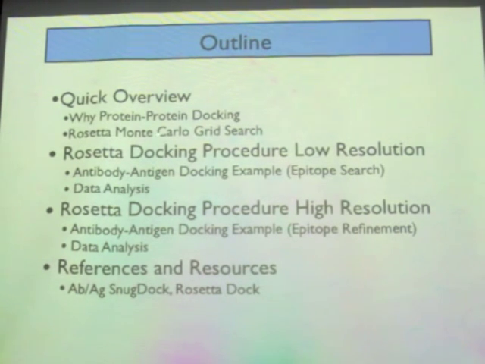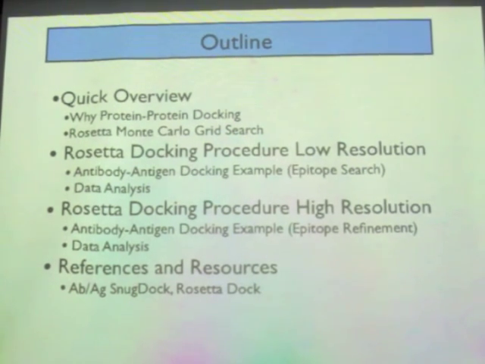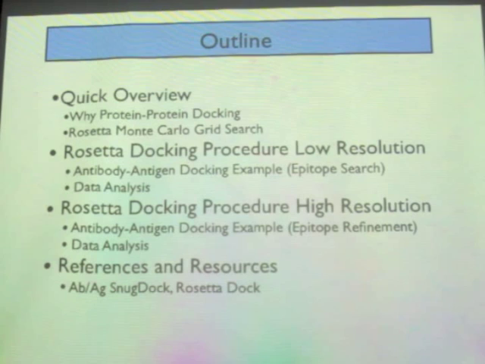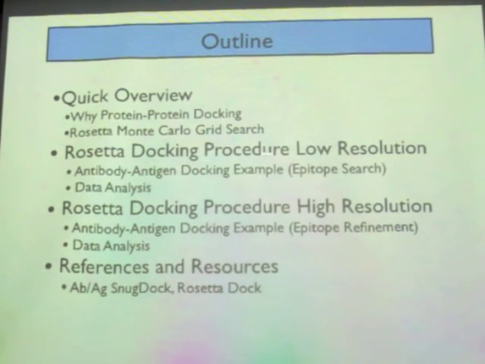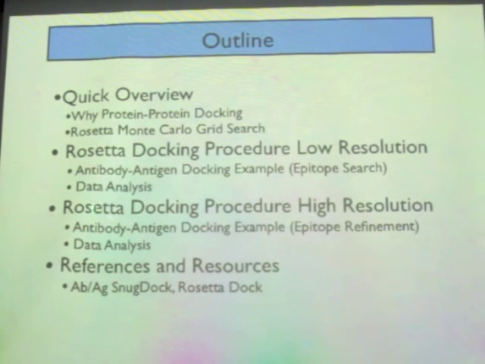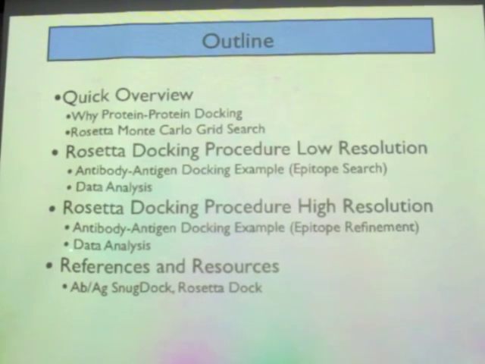So the overview is we're going to go over why we do protein docking and how exactly the Rosetta Monte Carlo grid search works. Then I'm going to explain the difference between a low-resolution docking procedure and a high-resolution docking procedure. Our real-world example will be an actual antibody-antigen docking example with some data analysis.